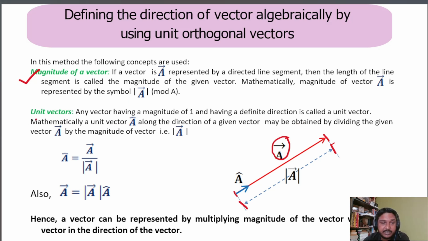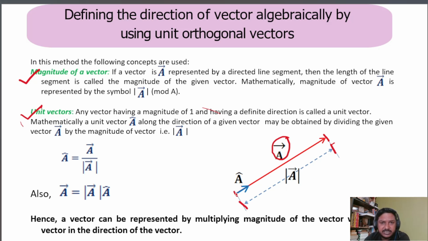The next thing that we need to know is something called a unit vector. So what is a unit vector? A unit vector is basically a vector having a definite direction and magnitude equal to 1. So if we have this vector A, its length or magnitude is the modulus of vector A.